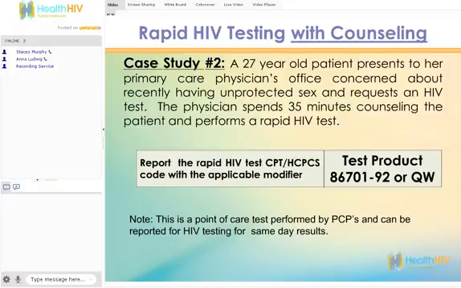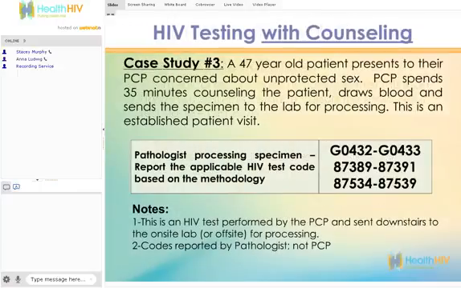Rapid HIV testing with counseling. So a patient presents to her primary care physician concerned about recently having unprotected sex, and the doctor does a test. So it's the same answer, 86701, with a modifier 92 or a modifier QW. So I'm going to skip along to number 3. Okay. A 47-year-old patient presents to their PCP concerned about unprotected sex. The physician counsels the patient, and he draws blood, and he sends the specimen to the lab for processing.